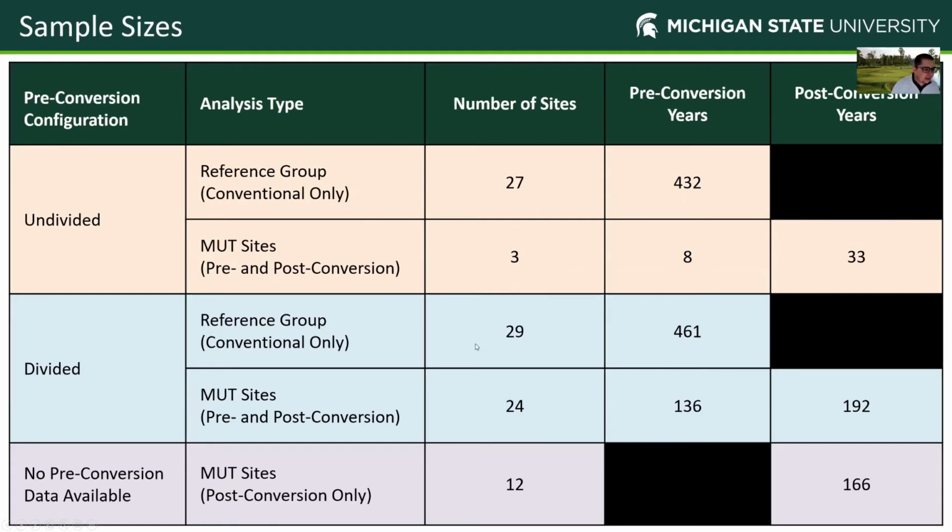On the divided side, we've got 29 reference group sites and 24 MUT sites with both before and after data. So much better sample size here, which is going to be helpful when we get to doing the analysis. And then, as I mentioned, we've got 12 sites with post-conversion only data.